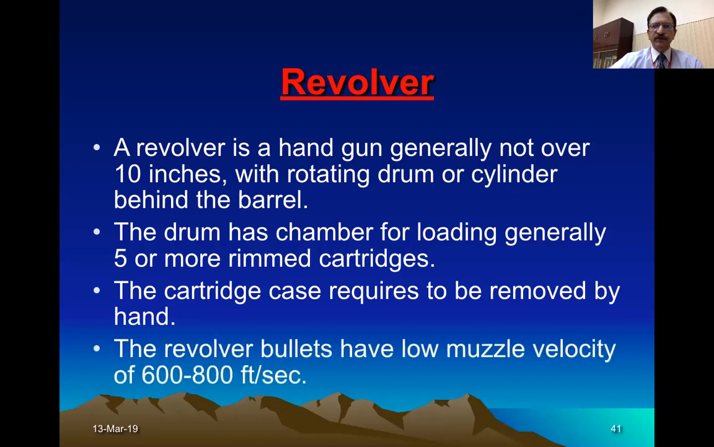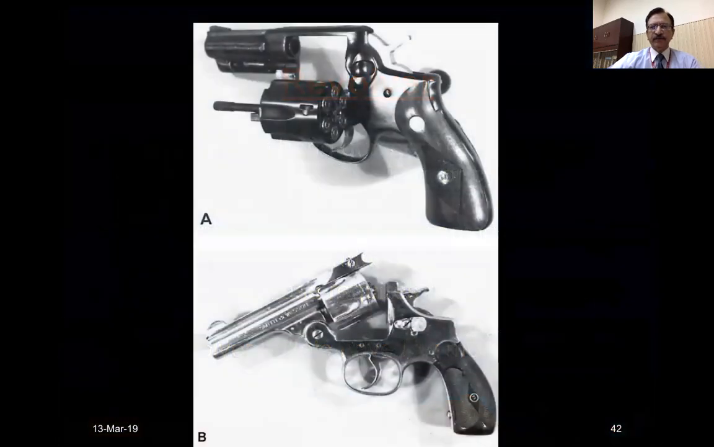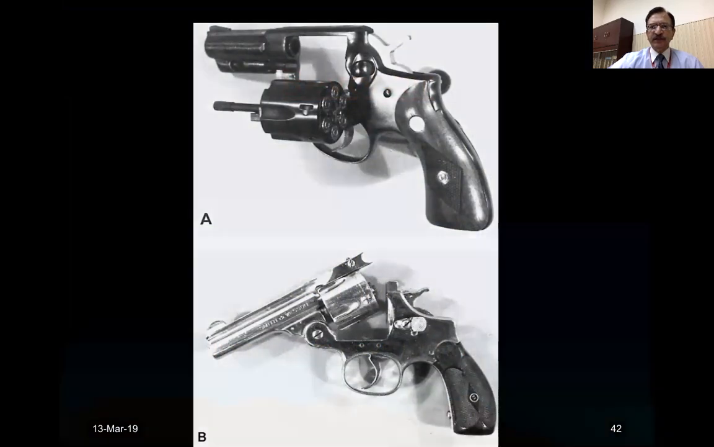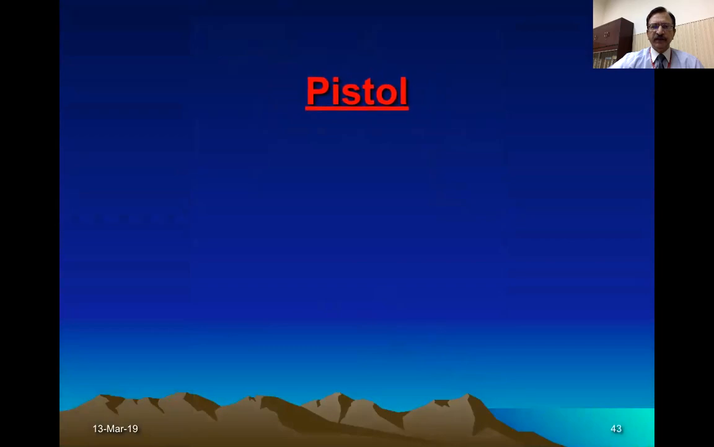Revolvers are low velocity weapons, having 600 to 800 feet per second. This is a diagram showing the drum has been opened up. You can see the 6 bullets in place and it rotates. One bullet after the other comes in front of the firing pin.